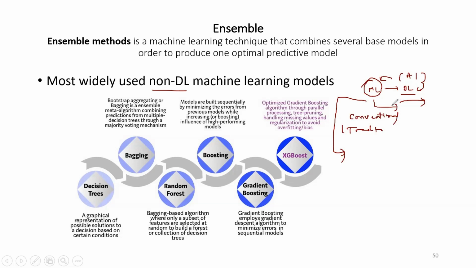There are so many ensemble techniques, guys. Ensemble is all about groups. It combines several base models in order to produce one optimal predictive model. What does it mean? These ensemble models are basically built on top of decision trees.